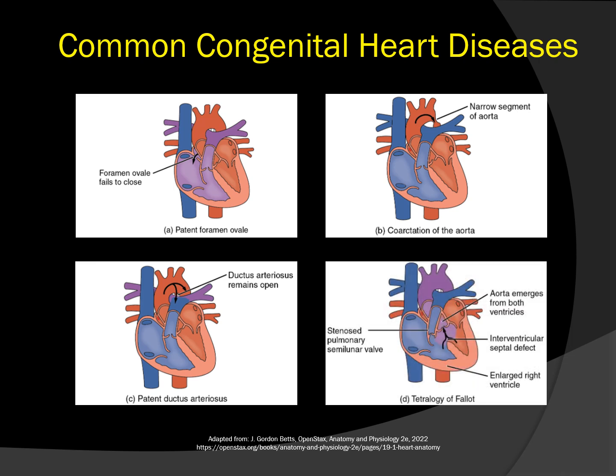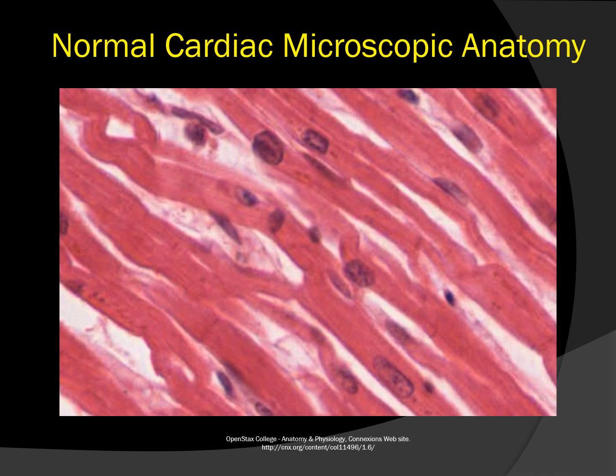Finally, tetralogy of Fallot is a complex congenital syndrome including pulmonic stenosis, ventricular septal defect, an aorta that receives blood from both the right and left ventricle, and RV and LV hypertrophy. And no talk about cardiac anatomy is complete without taking a look at some normal cardiac histology. Cardiac muscle cells appear striated and have a single nucleus. Striated muscle tissue has its contractile fibrils aligned in parallel bundles, forming stripes visible in a microscope.